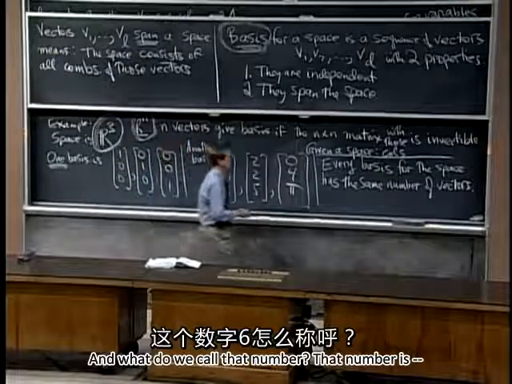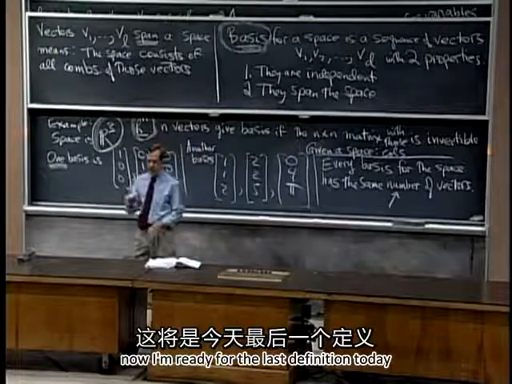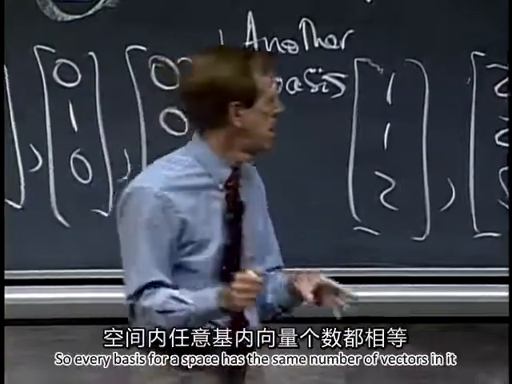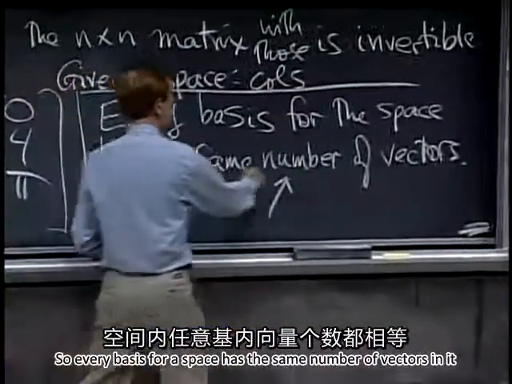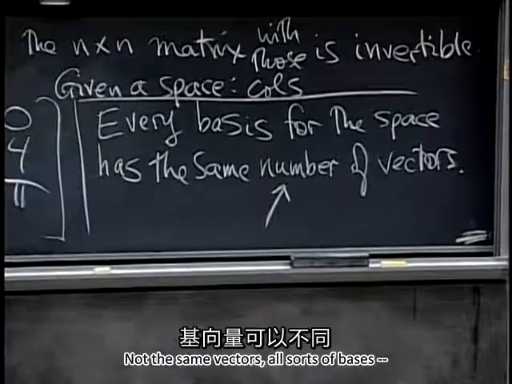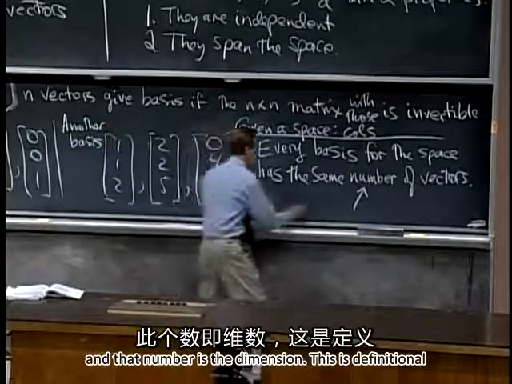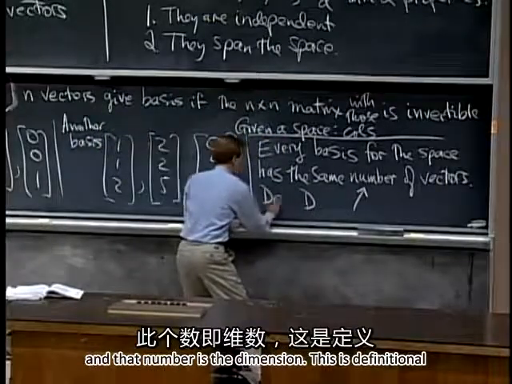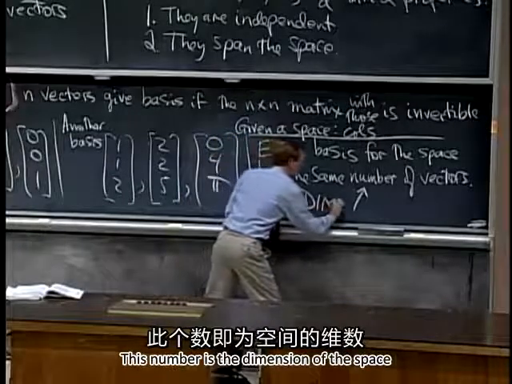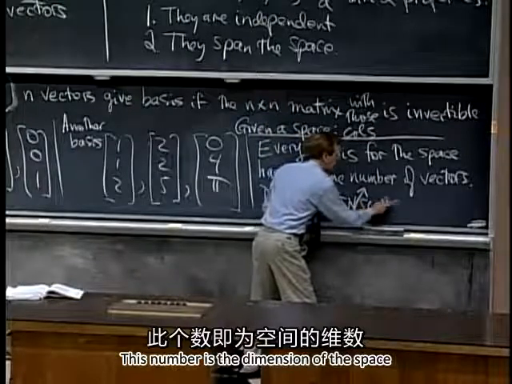And what do we call that number? Now I'm ready for the last definition today: it's the dimension of that space. So every basis for a space has the same number of vectors in it, not the same vectors, all sorts of bases, but the number of vectors is always the same, and that number is the dimension. This is a definition now. This number is the dimension of the space.